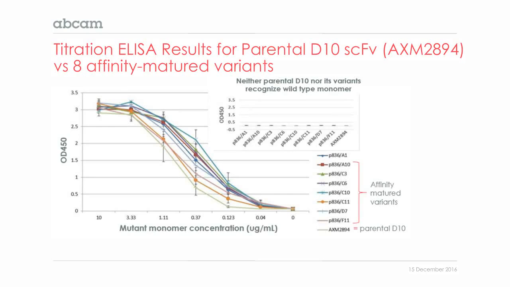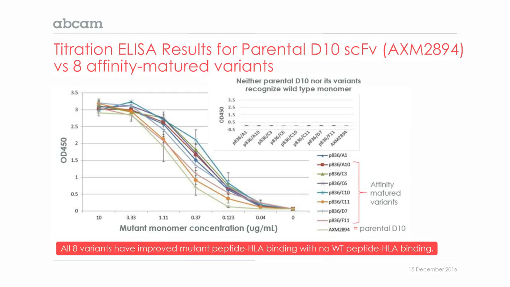The next ELISA that Axiomx performed was a titration ELISA. In this case, they coated mutant monomers at different concentrations, as shown on the x-axis, and they incubated the mutant monomer in each well with either the parental D10 scFv, represented by the light green line, or one of the affinity matured variants. You can see that the parental D10 scFv gives the lowest signal for each concentration of mutant monomer. All affinity matured variants gave a higher signal, representing higher affinity.